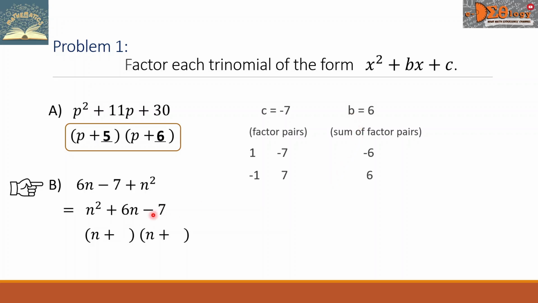Considering the value of b, the coefficient of n here, that is 6, we are looking for this positive 6 in this column. And here it is. That means this positive 6 corresponds to the factor pair negative 1 and 7. These are the numbers that we need in here for the blanks. Finally, we have n minus 1 times n plus 7. This is the final answer.